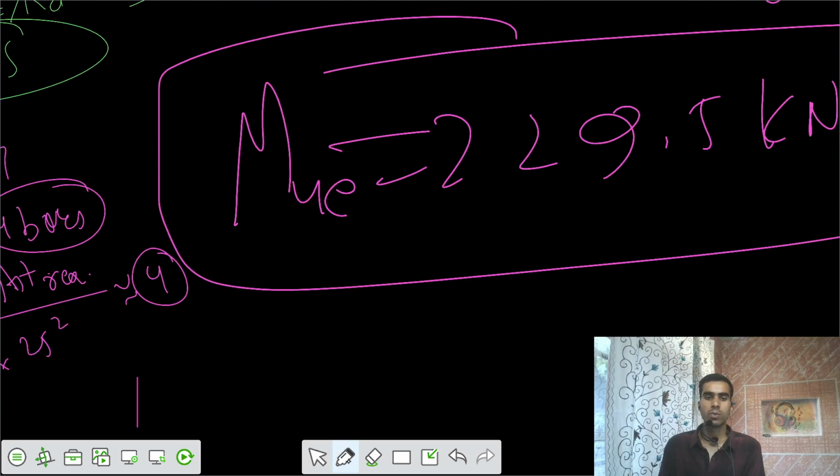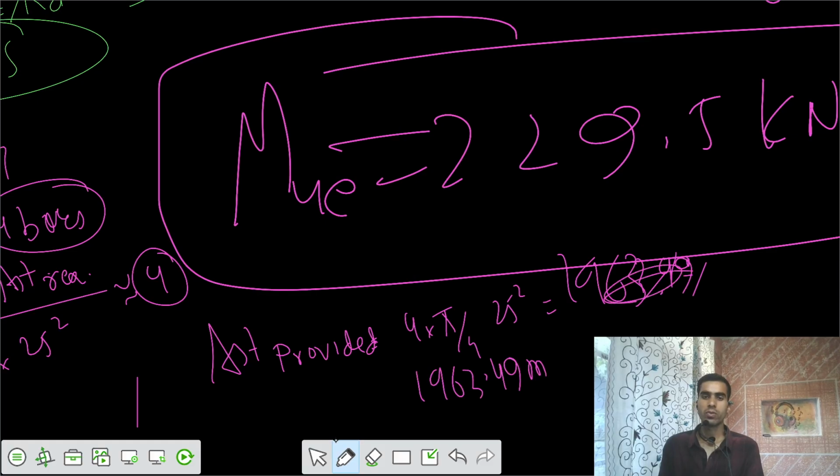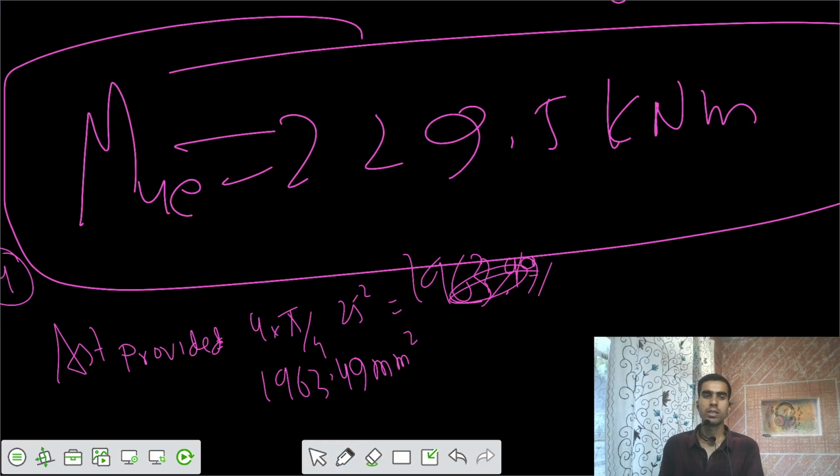Then corresponding to the area of the steel provided, what is the area of the steel provided? That is 4 times pi by 4, 25 square. That is equal to pi by 4, 25 square, into 4 times. That is 1963.49 millimeters square. Okay, I got this AST provided.